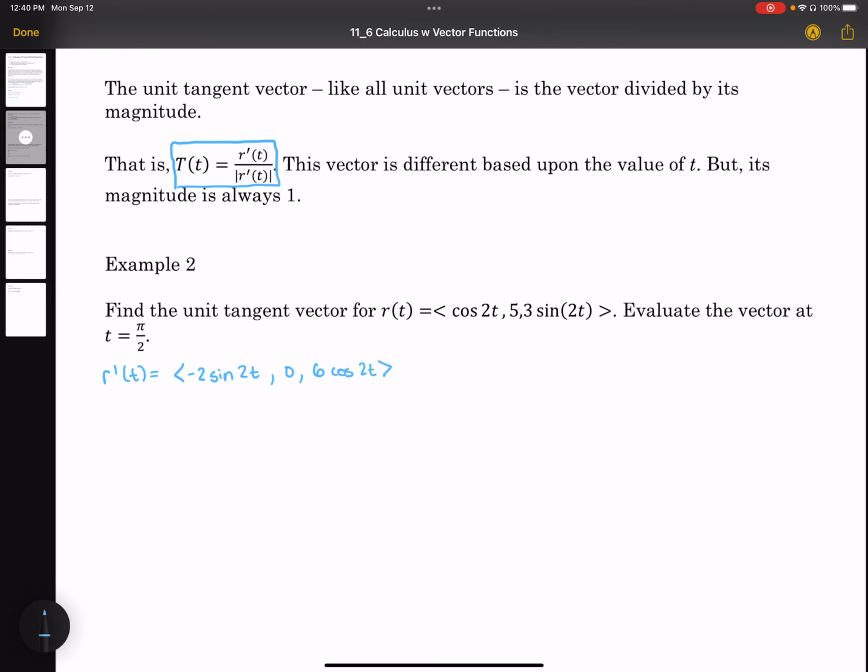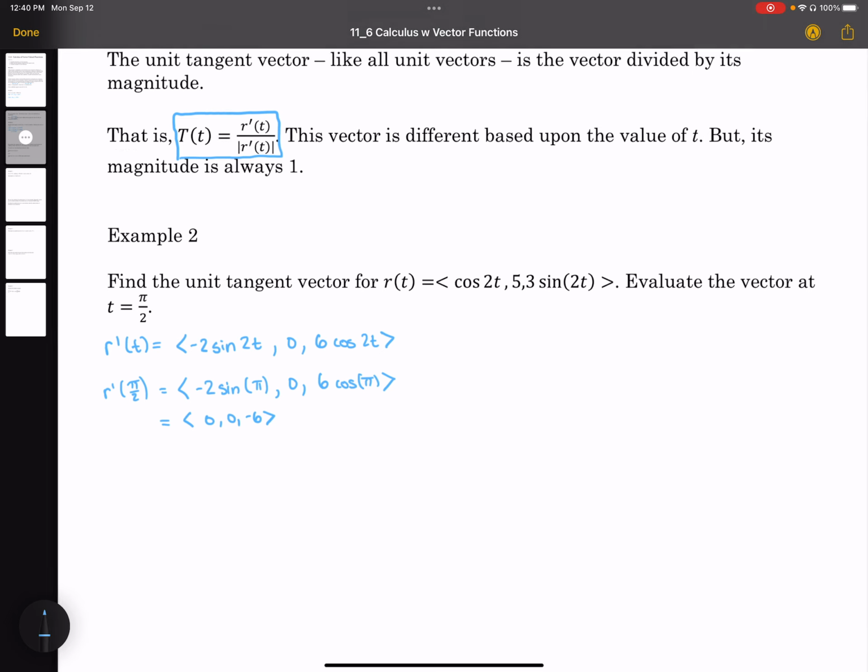So we'll do the second part first. If we evaluate this at pi over 2, we're going to get negative 2 times the sine of pi, 0, and 6 times the cosine of pi. And that is going to give us the vector 0, 0, and 6 times negative 1, which is negative 6. So that's the vector evaluated at that point.